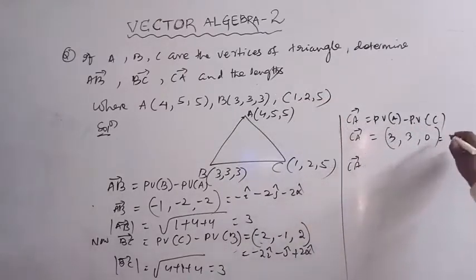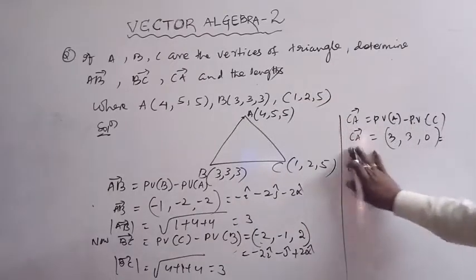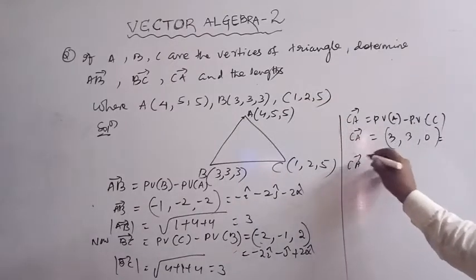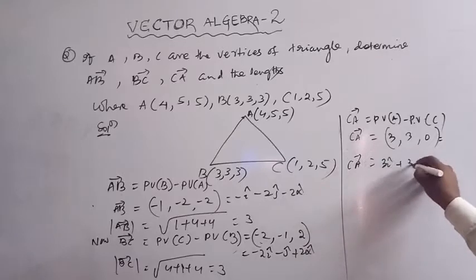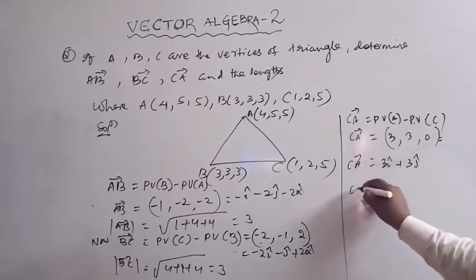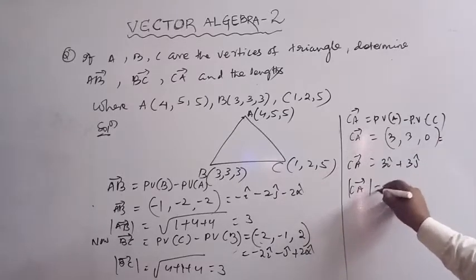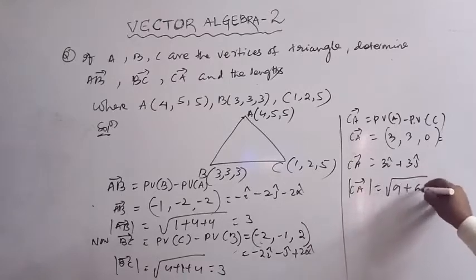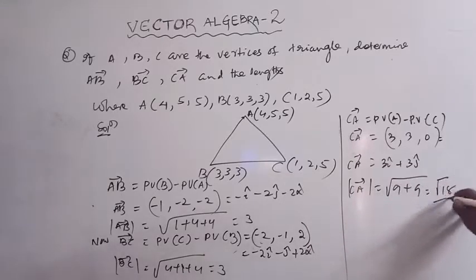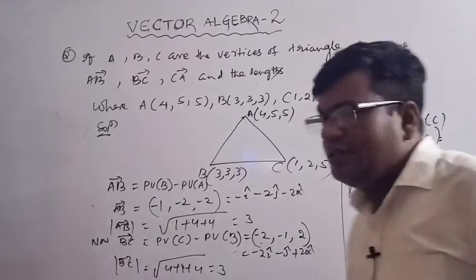CA vector is equal to 3i plus 3j, and this is 0. So CA vector magnitude is equal to root over 9 plus 9, that is root over 18. Okay, this is a question.